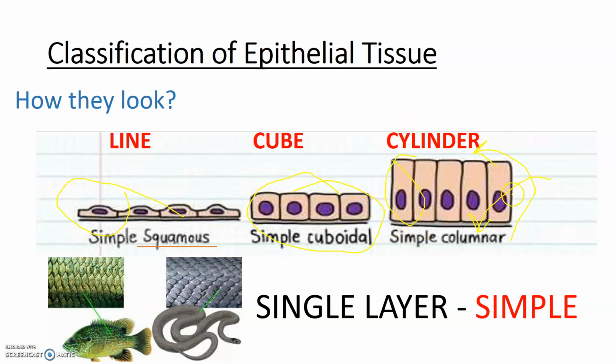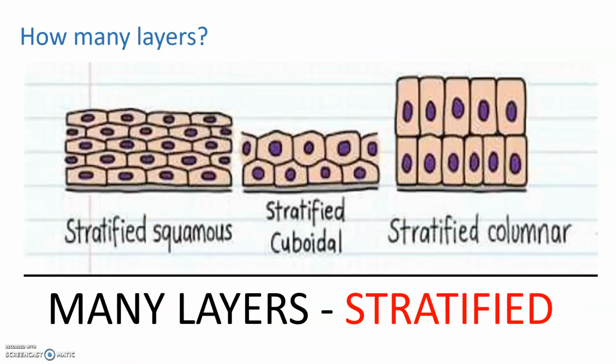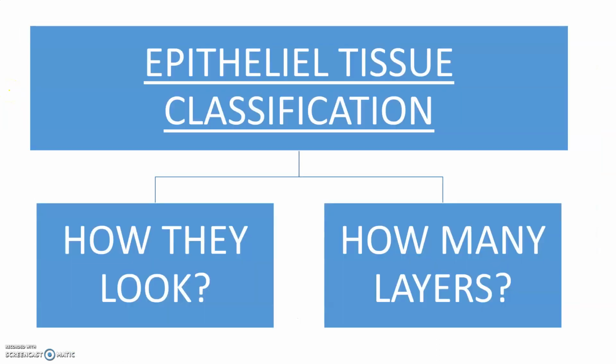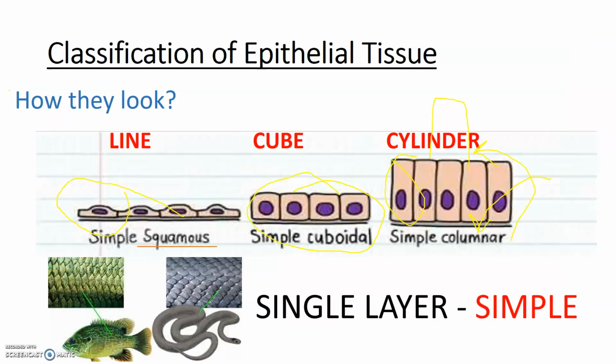Why simple? Only one layer of these cells is there, one behind the other, meaning they do not have more cells above them. There is a single flattened layer. So simple squamous, simple cuboidal, simple columnar. These are the three basic names that you have to remember for the classification of epithelial tissue. Now the next category. If you remember, I had shown you this table. The way we classify is based on these two characters: how do they look and how many layers are there? Here they look like a line or a cube or a cylinder, and there's only one layer.